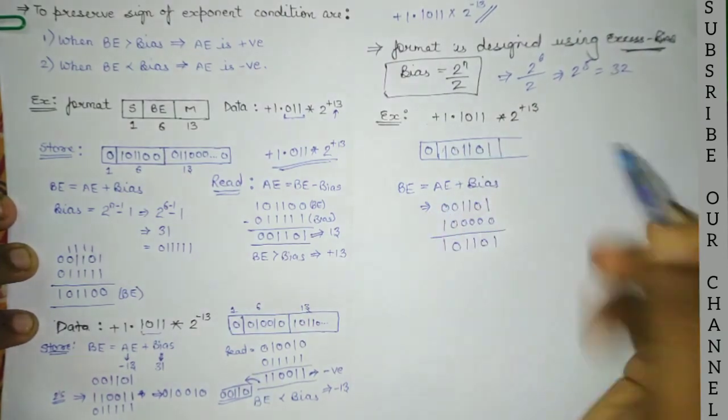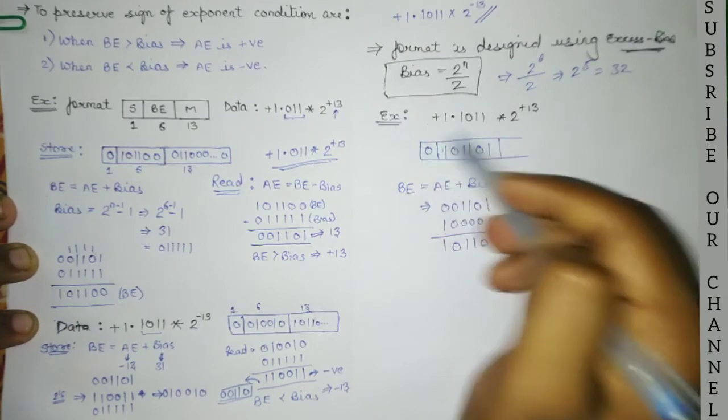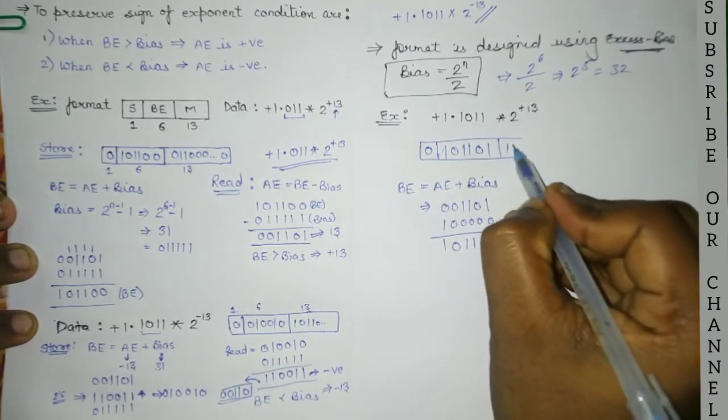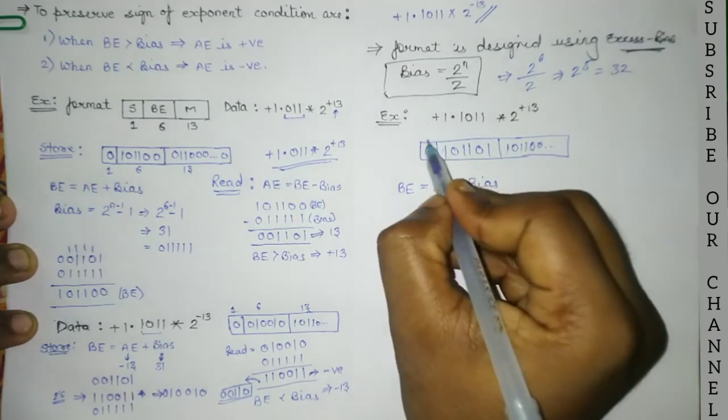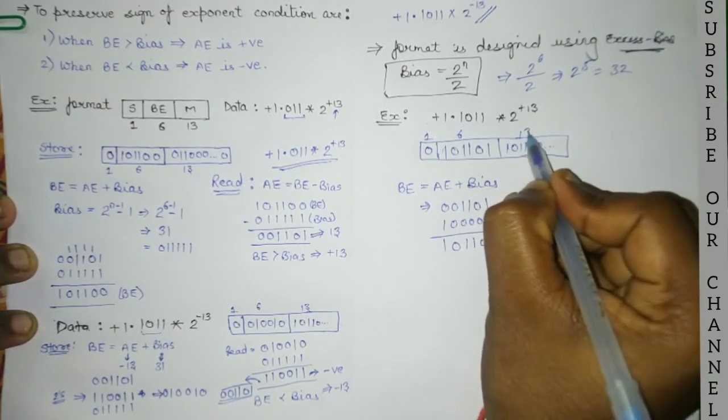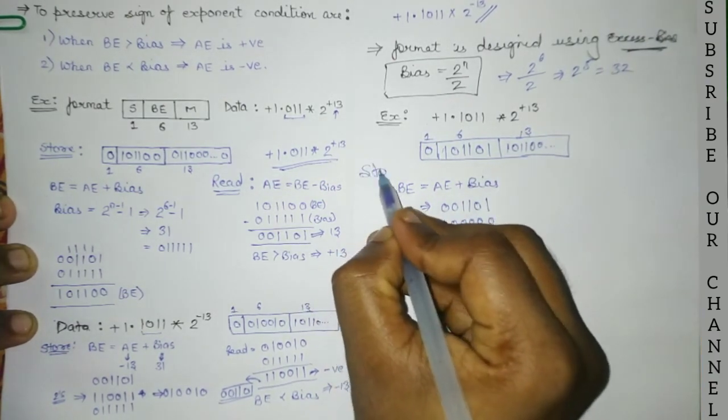Now we have to store the mantissa, that means the fraction part, that is 1 0 1 1 and zeros. So this is 1 bit, 6 bits, 13 bits. So this is how you can store it.